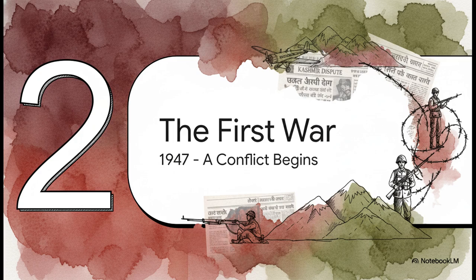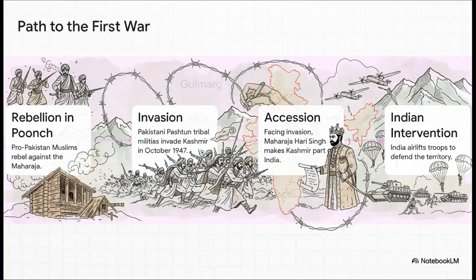In just a matter of months, it blew up into the very first war between the brand new countries of India and Pakistan. And things happened fast. It started with a local rebellion in a region called Punch, but that quickly spiraled when tribal militias backed by Pakistan poured across the border. With his state about to collapse, the Maharaja finally made his choice. He signed the papers to officially join India, and that gave the Indian Army the legal grounds it needed to fly in and defend the territory.